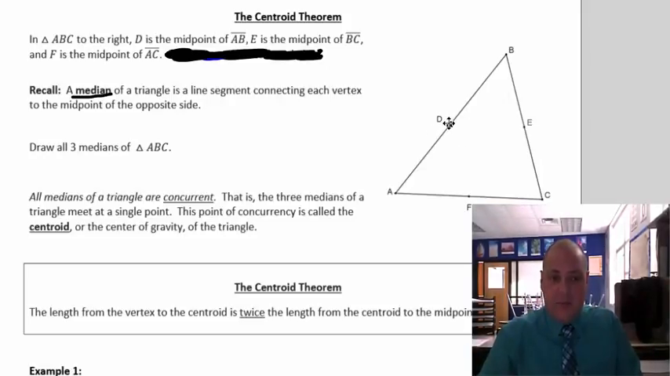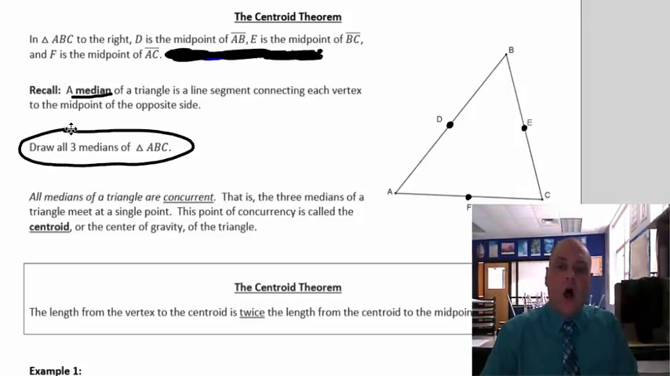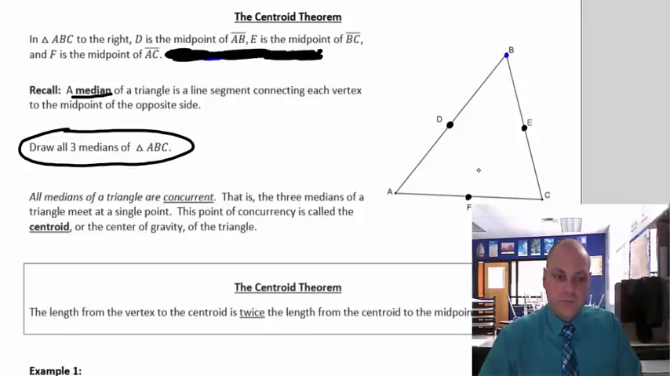So again, D is the midpoint of AB, E is the midpoint of BC, and F is the midpoint of AC. What we're going to do here is draw all three medians. If you have a straight edge, it would be really helpful. I don't have one on here, but I'm going to try to freehand it the best I can. So again, draw all three medians. To draw a median, you connect any vertex to the midpoint. So basically connect the midpoint to the opposite vertex.